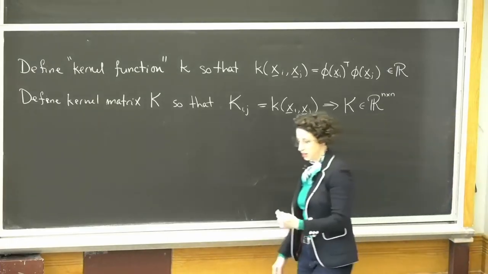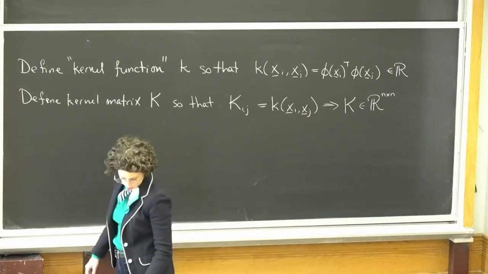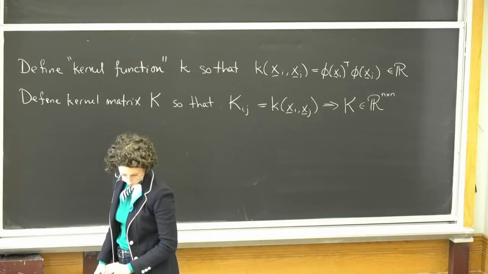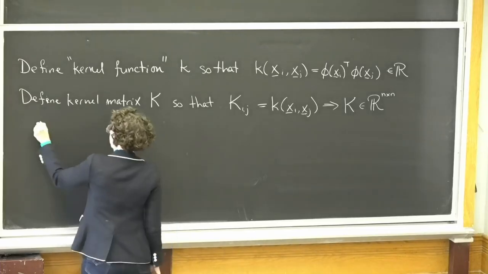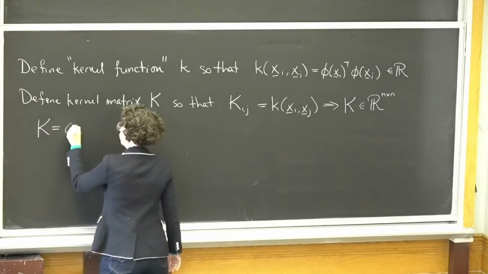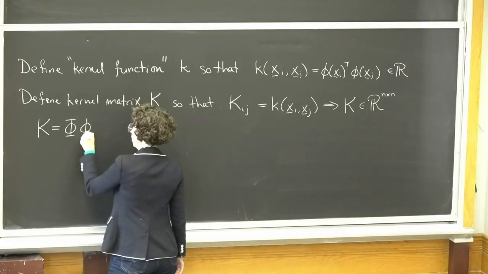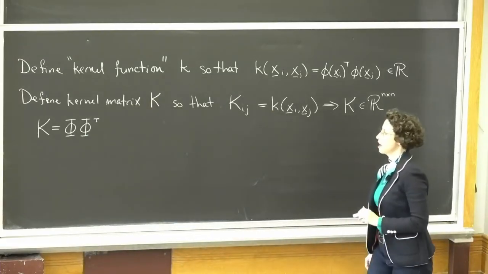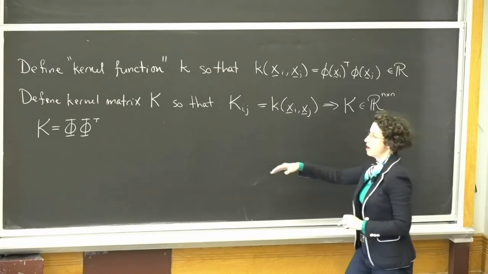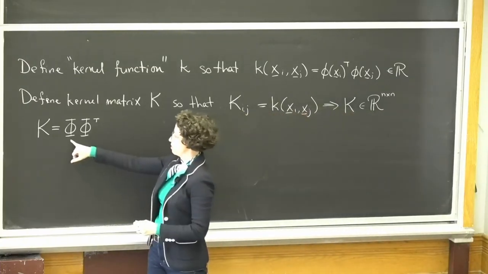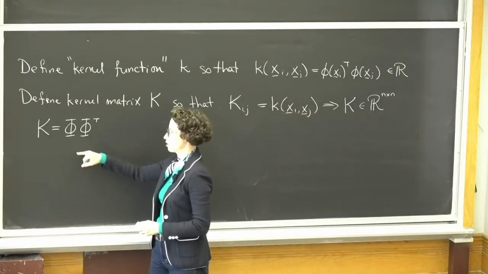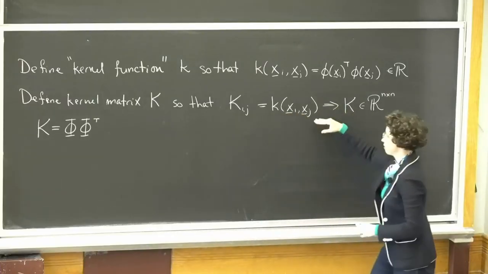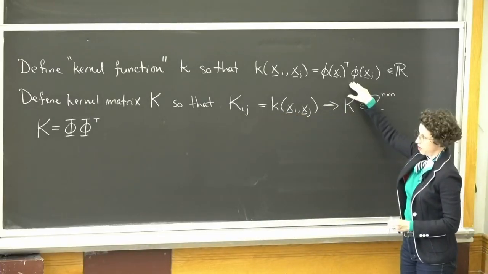Okay, so the reason that I'm bringing this up is because what we can show is that K is equal to capital Phi transpose. And if you're not convinced, you can just map out, using the definition of phi, what each entry of this product would look like and verify for yourselves that it will be equal to these different inner products.